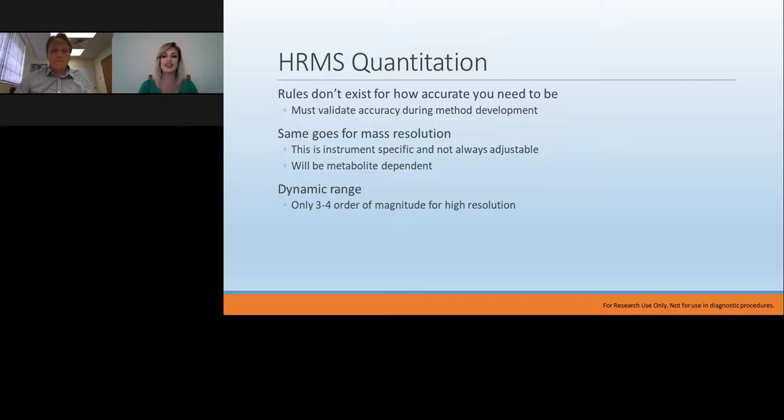So let's get started. Our first question is, why did you employ high-resolution mass spectrometry for quantitation and metabolomics, since it is usually performed by a triple quadrupole?